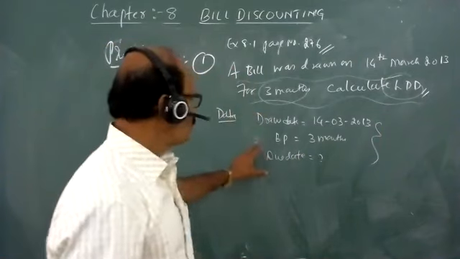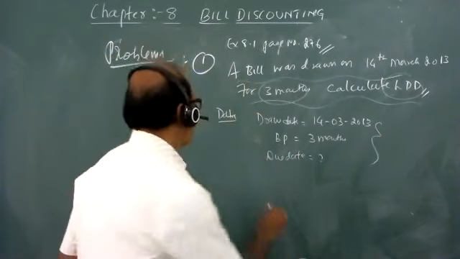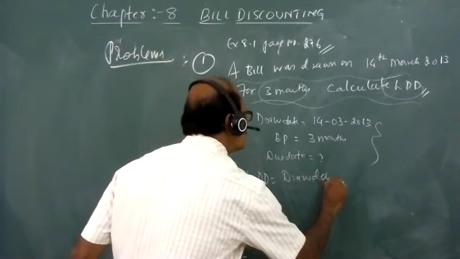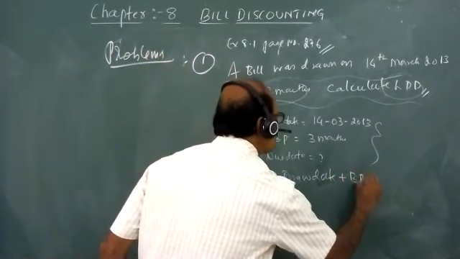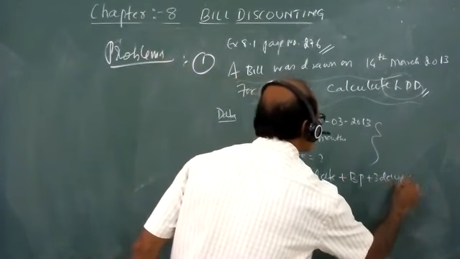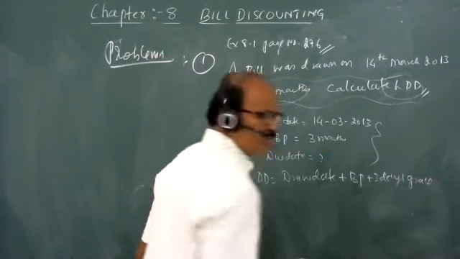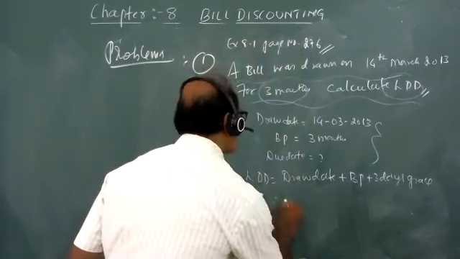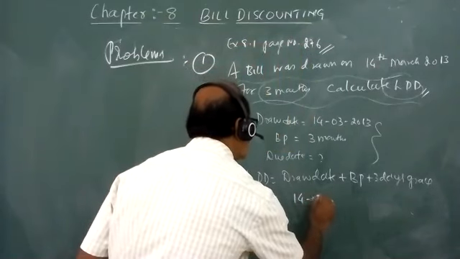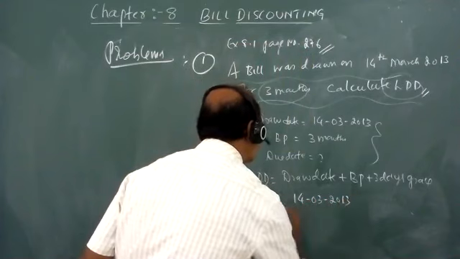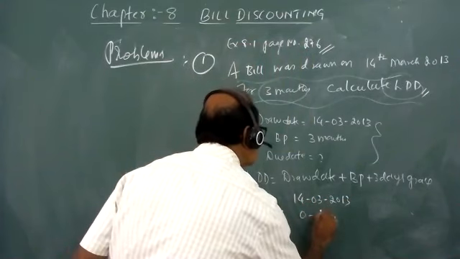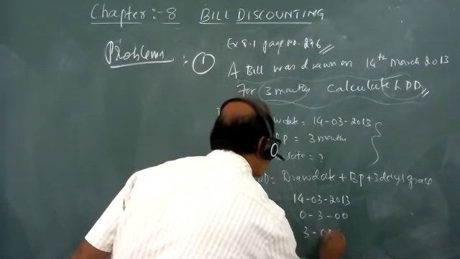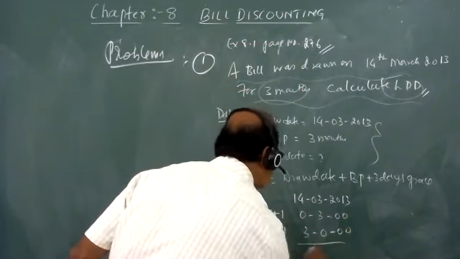Now, for the due date, the formula is given. What is the legal due date formula? Draw date plus bill period plus grace days. Whether it is 6 months or 3 months, the bill period and days come. What is the date? 14 March 2013 plus 3 months plus 3 days.